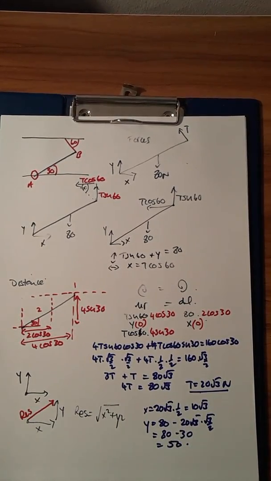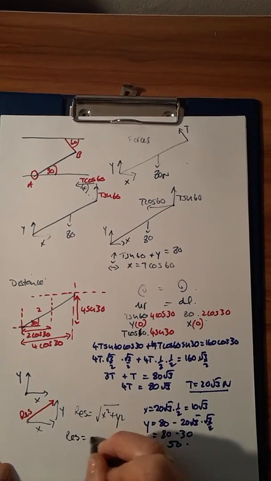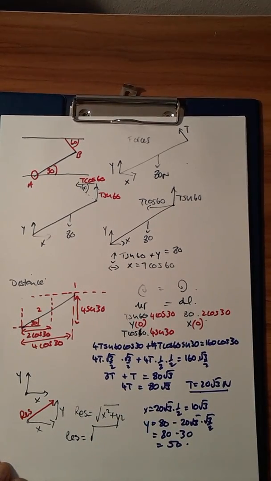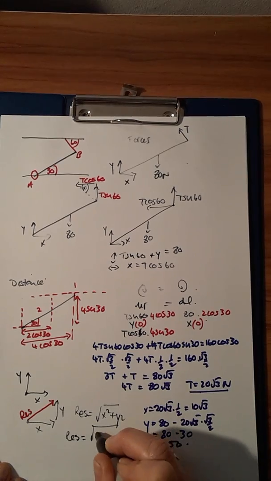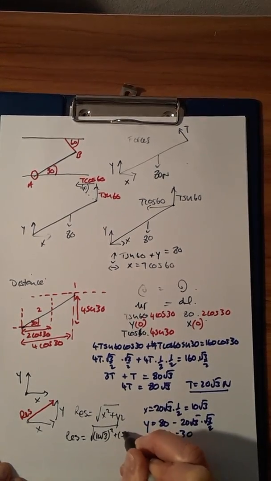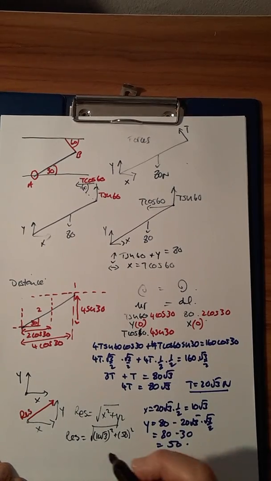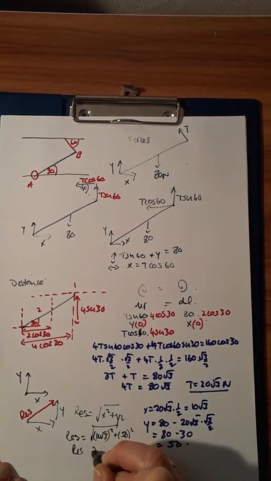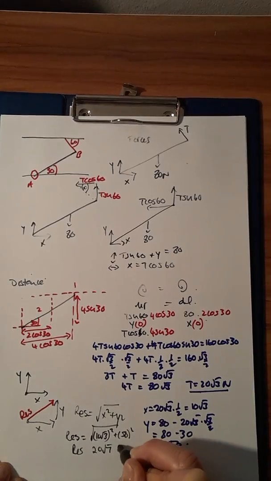So that means my resultant is going to be equal to the square root of 10 root 3 squared plus 50 squared. And that will give me, when I work it out, a resultant of 20 root 7 newtons.